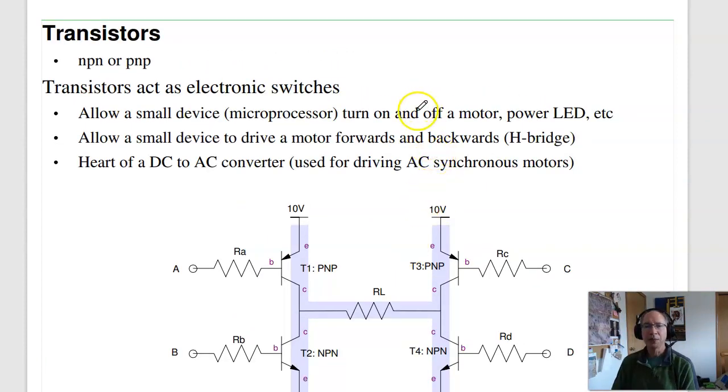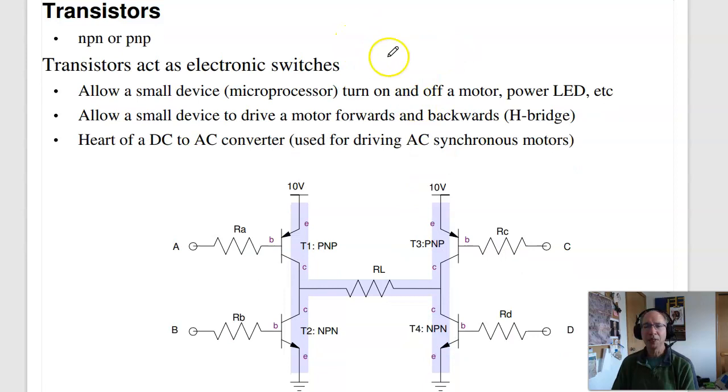If I have 3 types of silicon together, NPN or PNP, I get a transistor. Transistors can act as an electronic switch. That allows a small device, think of something wimpy like a microprocessor, to turn on and off something big, like a motor or an LED. It allows a small device to drive a motor forward and backwards, using a different circuit like an H-bridge. And this is the heart of AC to DC converters.